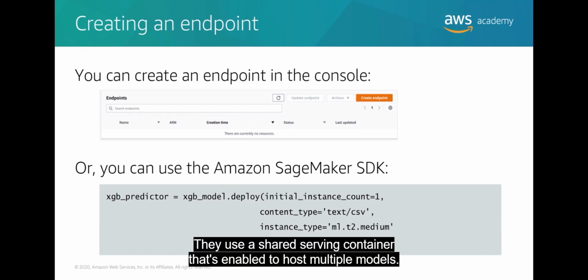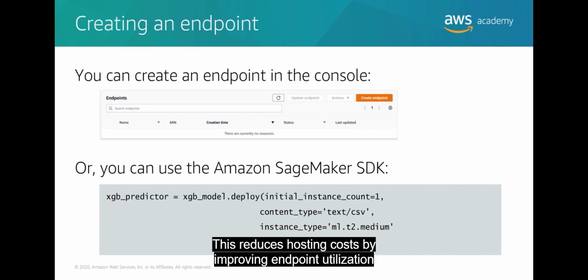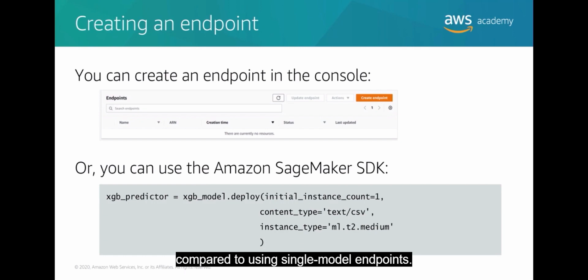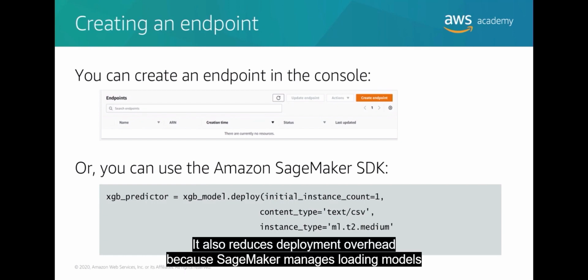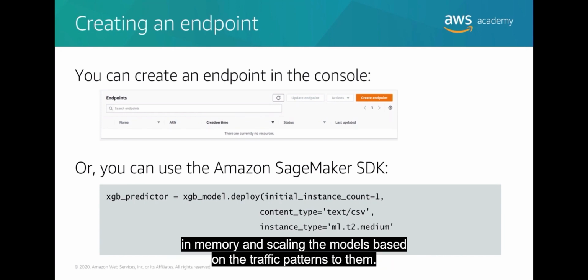They use a shared serving container that's enabled to host multiple models. This reduces hosting costs by improving endpoint utilization compared to using single model endpoints. It also reduces deployment overhead because SageMaker manages loading models in memory and scaling the models based on the traffic patterns to them.